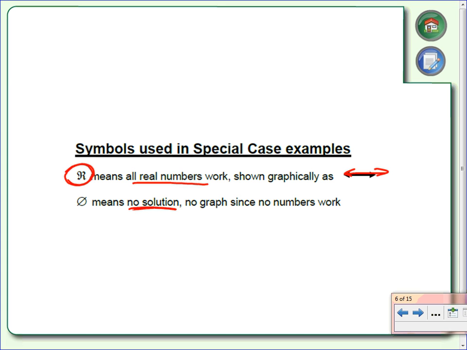The other special case is no solution. And the symbol we use for no solution is this thing right here. Now in this case, there is no graph for this one. In other words, there are no numbers on the number line to represent a no solution. So these are two special cases.